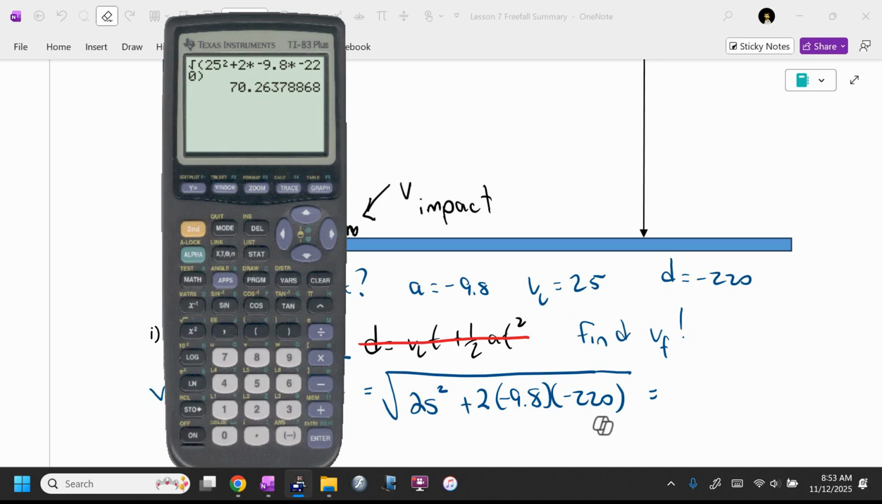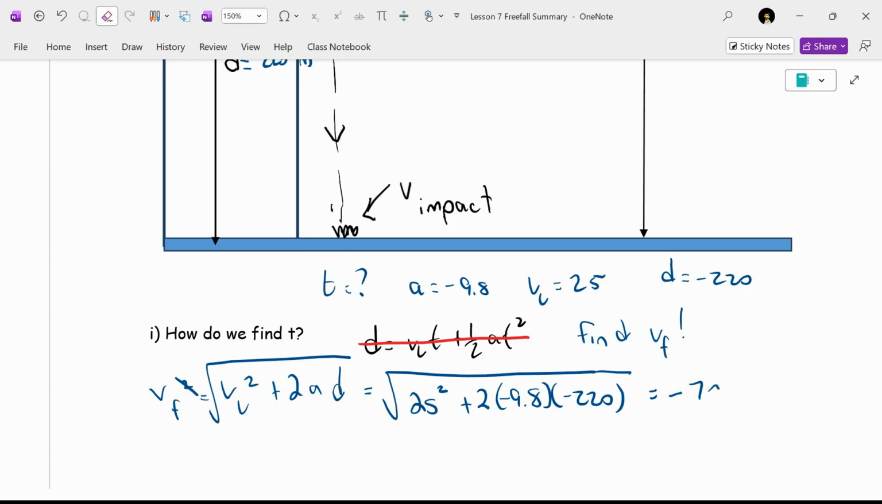70.26378868. Why must that be wrong? Okay, in this case, this is that weird time because we're visualizing this. We know VF is moving downwards. Our calculator doesn't know that, and so it assumed we wanted the positive root. This time we have to say we're going to use negative 70.26, blah, blah, blah. I'm going to just use negative answer button.